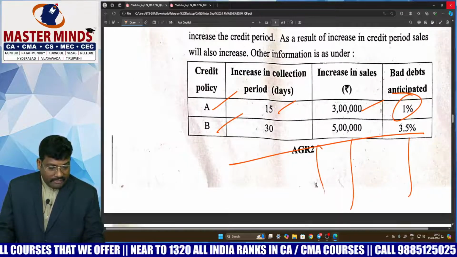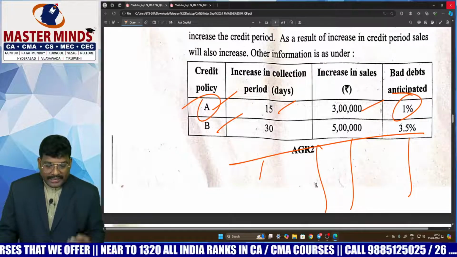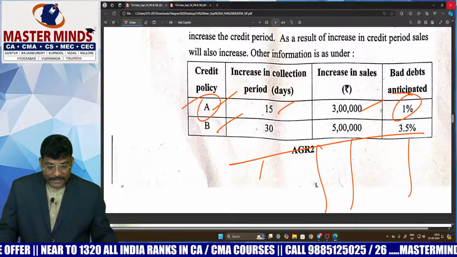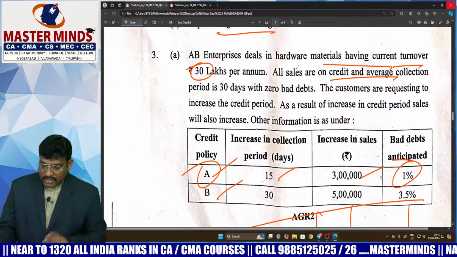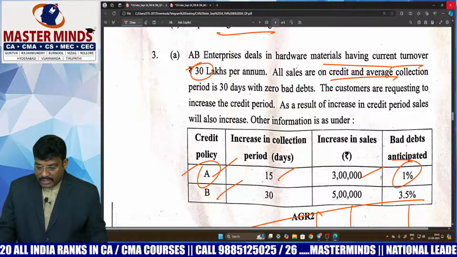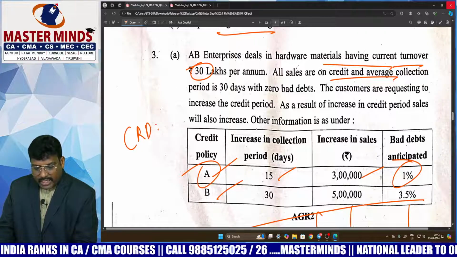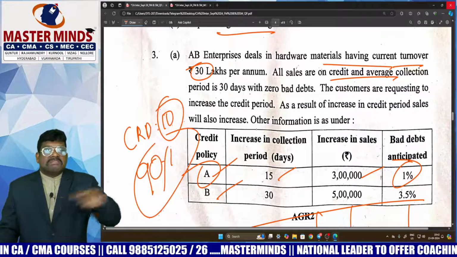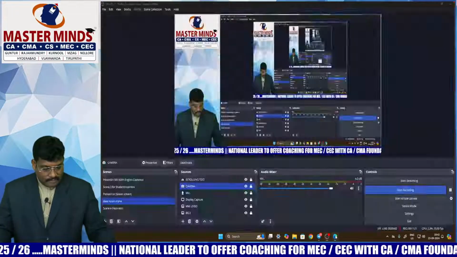But where we have 4 policies, here hardly 2 policies. Tell me, dear students, how easy is this, right? So a similar problem was covered in working capital management. So here CRD 10, you check it in our mastermind material, CRD 10, 90% similar problem, 90%.